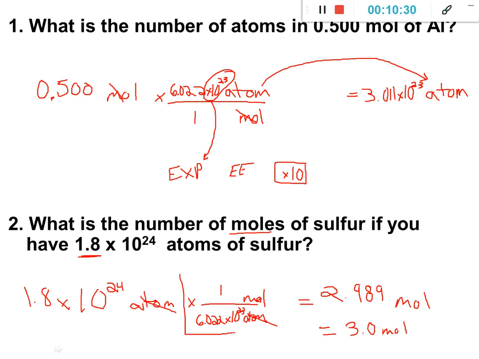So again, use the conversion factor to convert between moles and atoms, and the ratio that you're using for this is Avogadro's number, the fact that we have decided 1 mole will have 6.022 times 10 to the 23 atoms in it.